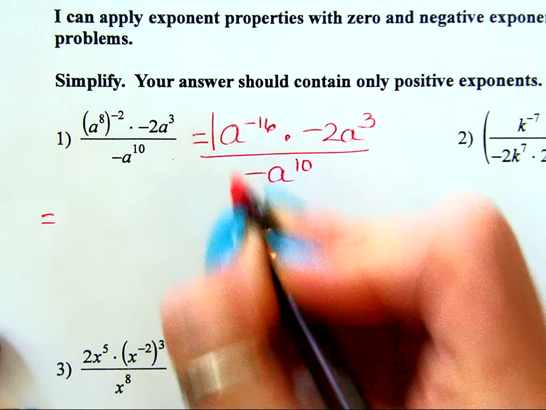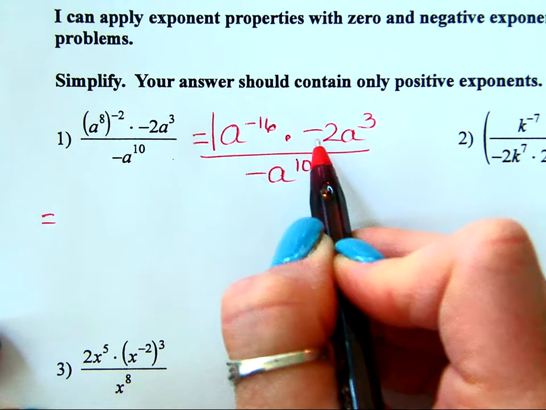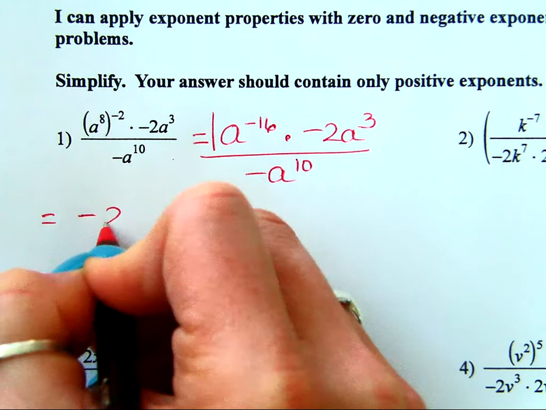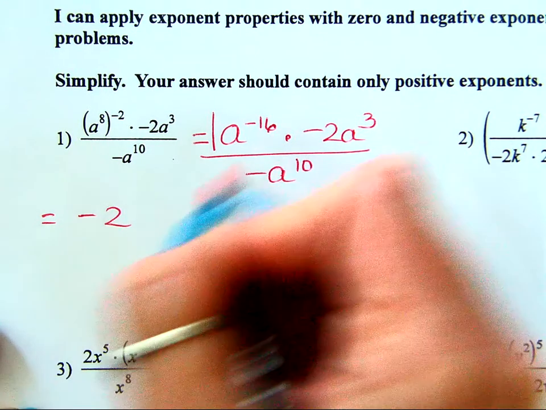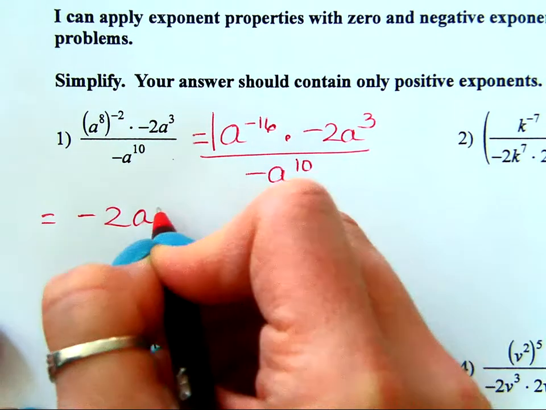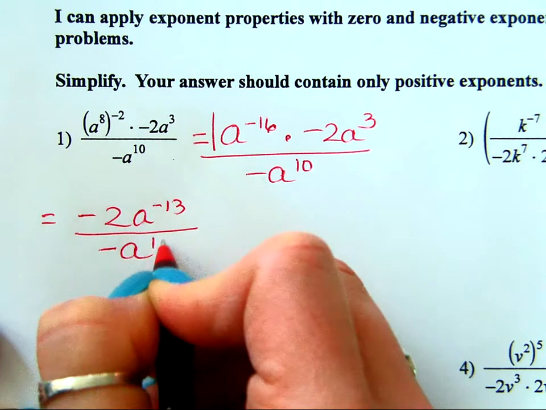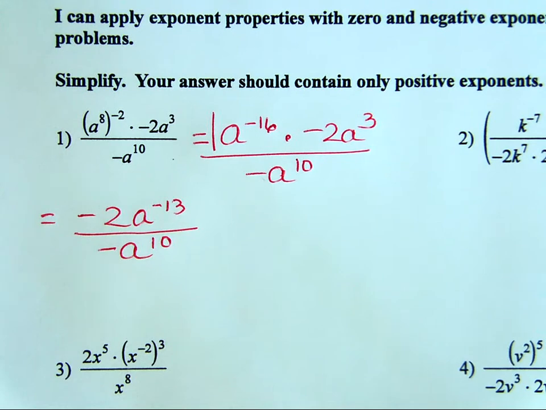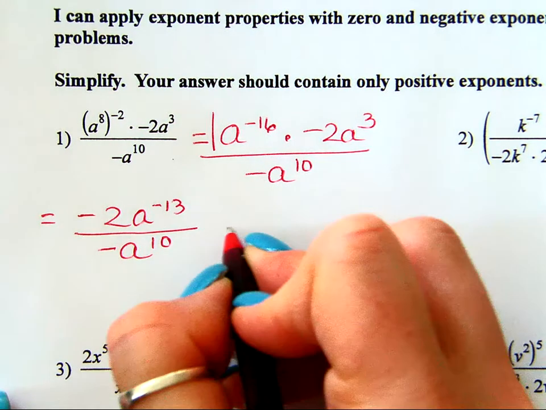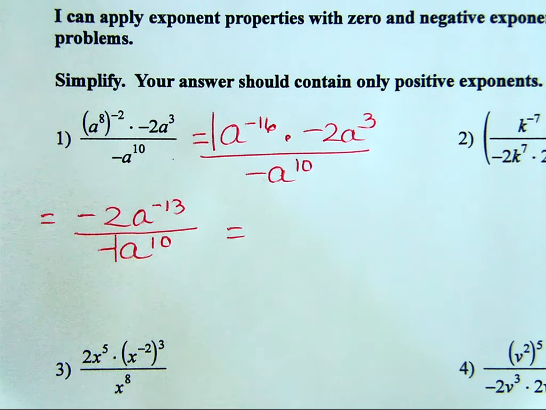So, let's do this. That's a negative 1, or positive 1. 1 times negative 2 is negative 2. Negative 16 plus a positive 3 is negative 13 over negative a to the 10th. Are you with me? Okay. So now my division problem is negative 2 divided by negative 1, which is positive 2 over 1, right?